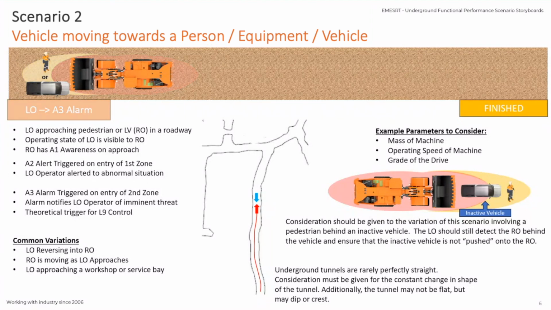So it's something that needs to be considered in this particular scenario. We've also just listed, to prompt people to get them thinking a bit, some example parameters to consider. We've done this on a lot of slides, you'll see that, where there are different physical parameters that can affect the way the system works. So for example, the mass of the machine. If the machine is heavier than on some other operations, you may actually have to brake earlier in order to brake in time to keep your pedestrian in the yellow zone, or even in the green zone, if you will. The operating speed of the machine also has an effect, and the grade of the drive. If you're driving downhill versus uphill, it also has an effect on your braking.